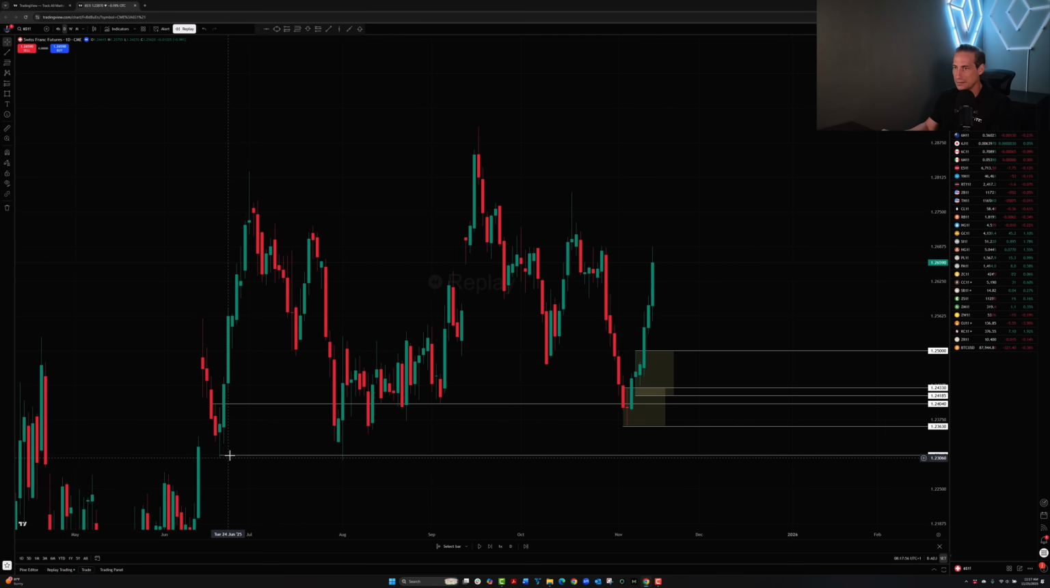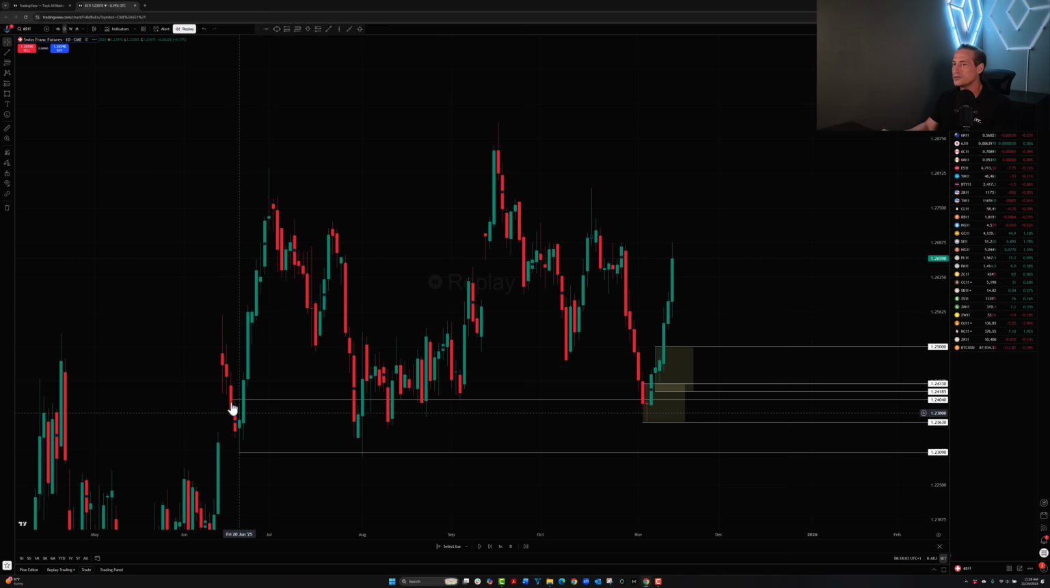So this was here, I would say, an original zone, a nice drop-base-rally. Price rallied out, very strong leg out, and came back in. And you see what happened. It moved out, created a new kind of drop-base-rally, came back in once, 2 times, 3 times, 4 times, and then rallied out again. And then it created a new drop-base-rally on the way out.